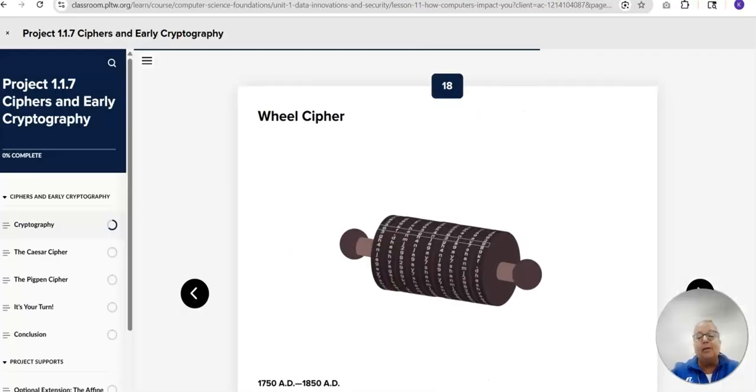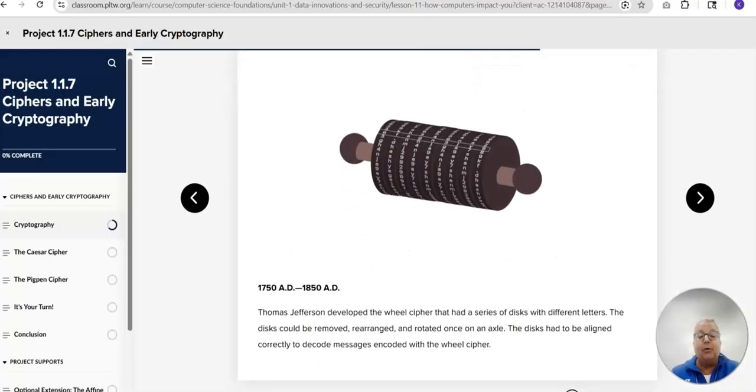Common practice. Wheel cipher. I've seen one of these. These are really cool. From 1750 to 1850 AD, Thomas Jefferson developed the wheel cipher that had a series of discs with different letters. The discs could be removed, rearranged, and rotated on an axle. The discs had to be aligned correctly to decode the message encoded with the wheel cipher. So it had a set of letters, and when you spin all of that, you'd get it, and then you could decode according to that. It's like it would unlock it.